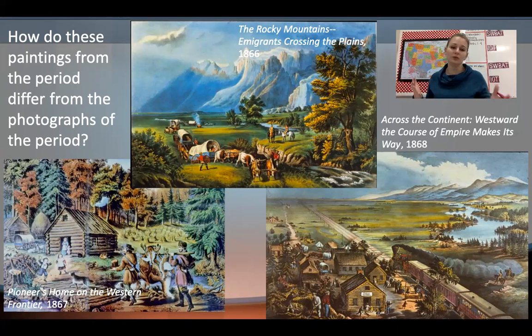So people in the East would see these paintings and be like, oh, this is beautiful. This is what I want to go and achieve. The reality of it wasn't always that great and wasn't always the same.